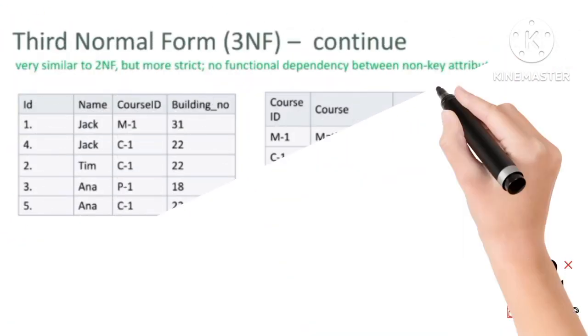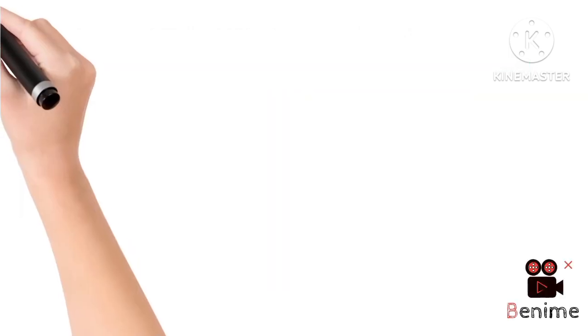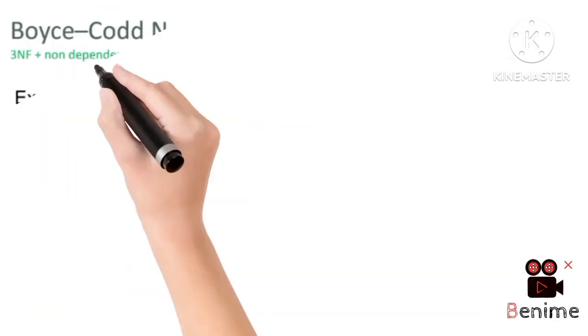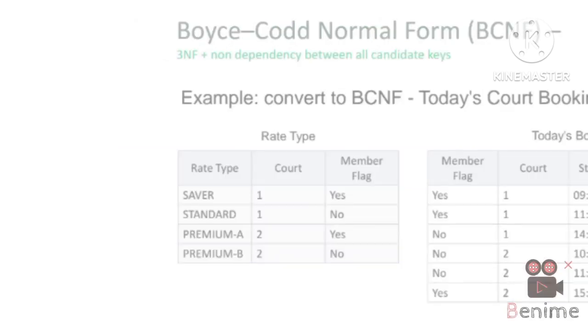Now moving forward, this third normal form continued means the graphs and the examples are continued. Moving forward, we are going to be seeing the Boyce-Codd normal form, BCNF, which says third normal form plus no dependency between all the candidate keys. And here Boyce-Codd normal form says the same thing, just with an example for it.